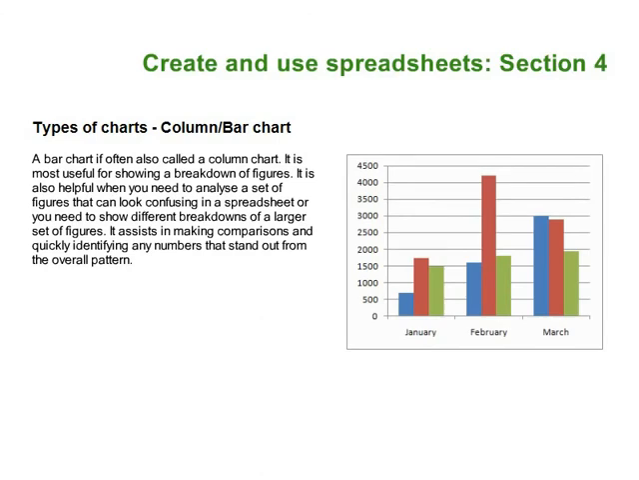A bar chart is often also called a column chart. It is most useful for showing a breakdown of figures. It is also helpful when you need to analyze a set of figures that can look confusing in a spreadsheet, or you need to show different breakdowns of a larger set of figures. It assists in making comparisons and quickly identifying any numbers that stand out from the overall pattern.